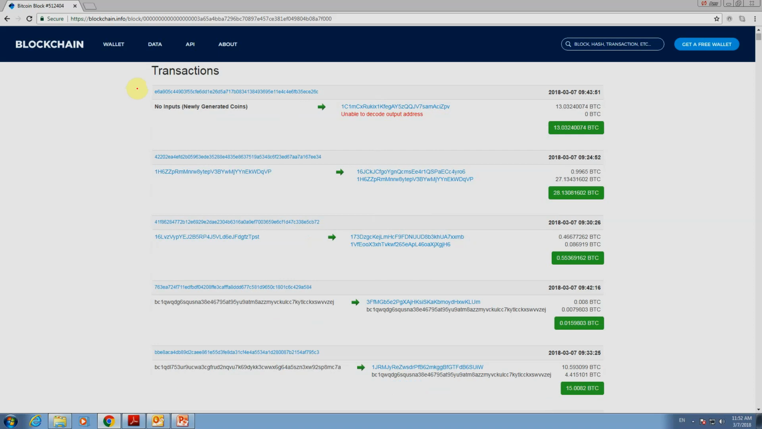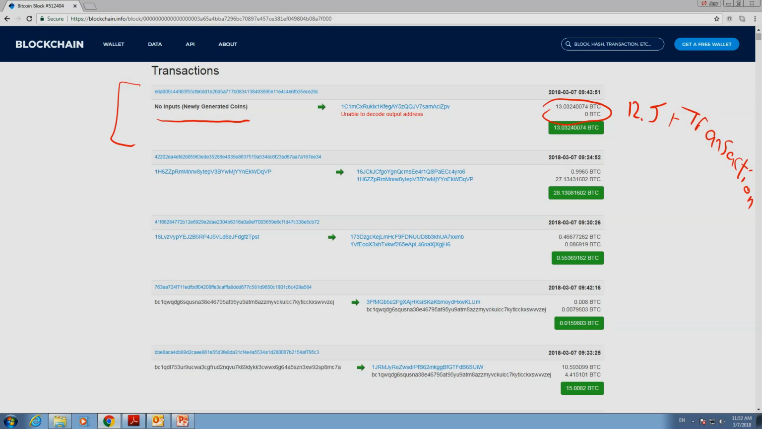You will see here that the first transaction is called the Coinbase. This is the reward that the miner will get. These are the newly generated coins, and this is the only way that coins are newly generated. These are the newly generated coins that will become the reward of this miner. You see here that it's 13.02. It's actually 12.5 plus the total transaction fees that are accumulated in the block.